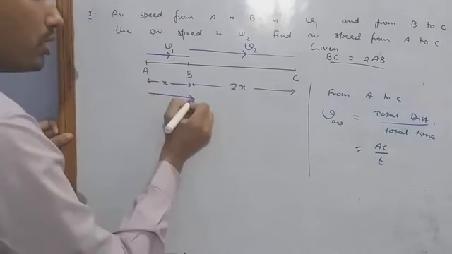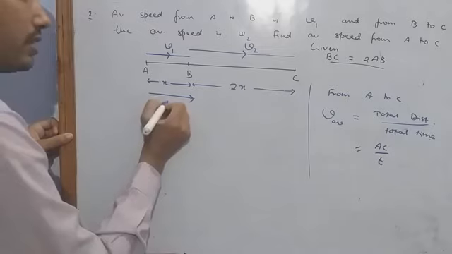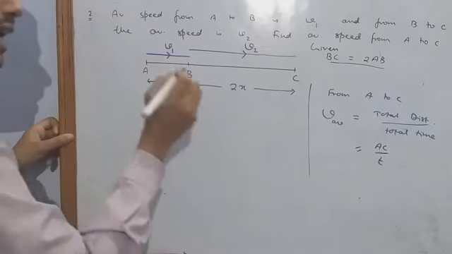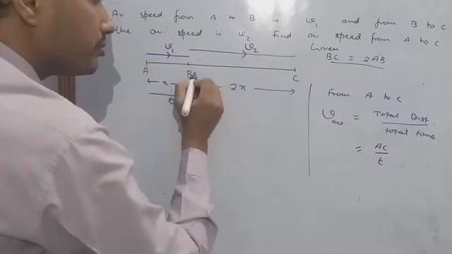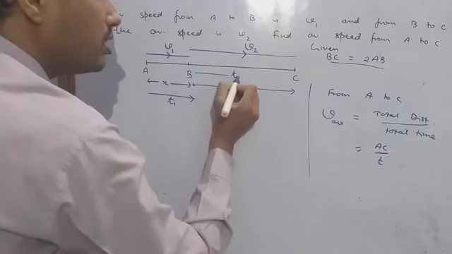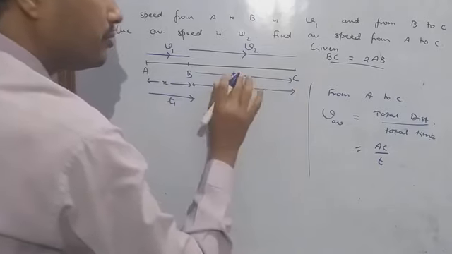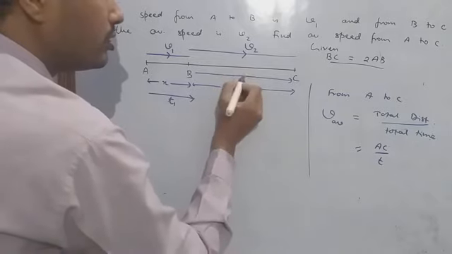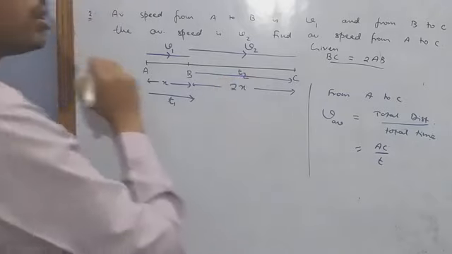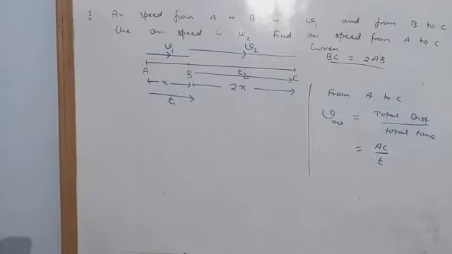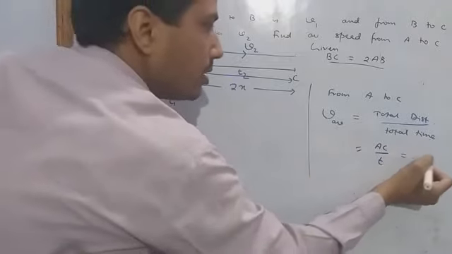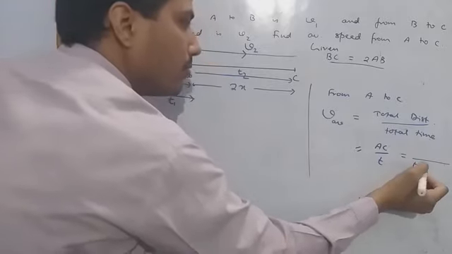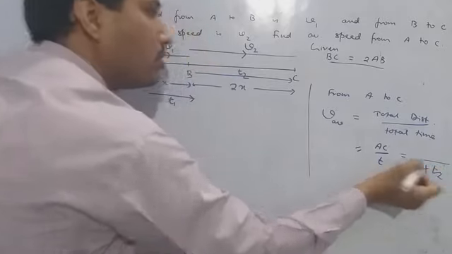Next, I will assume the time taken to move from A to B, that is from this point to this point, I will take this time as T1, and I will take the time to move from B to C, this time I will take it as T2. So the total time which I need here is nothing but T1 plus T2.